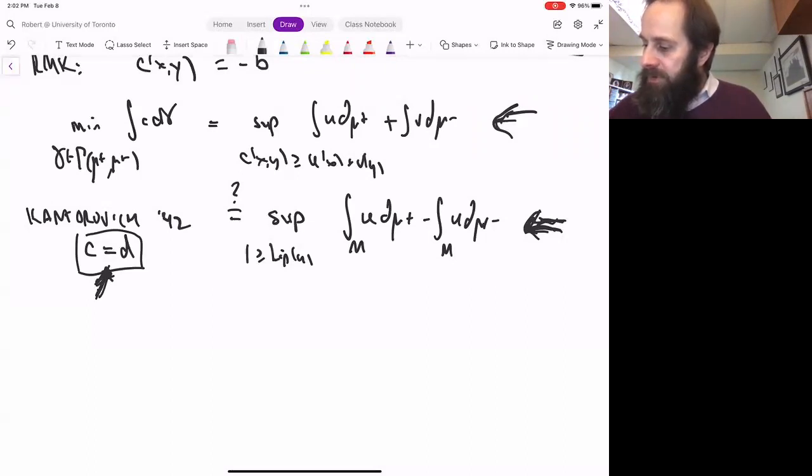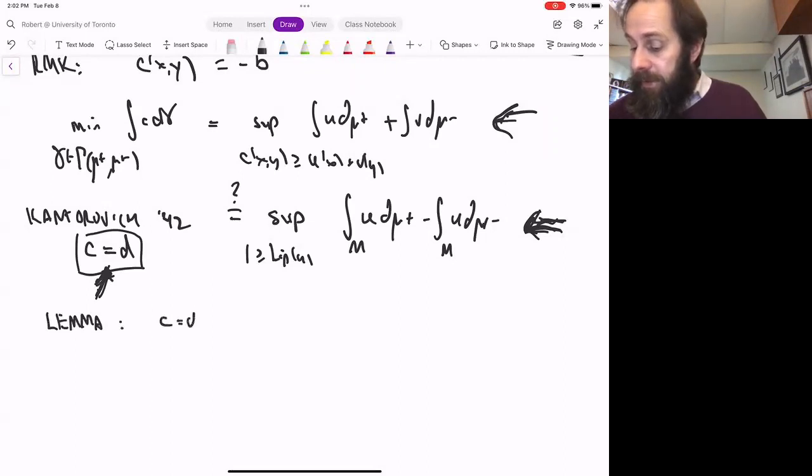So I want to show this simplification, and the basic lemma is that when c is d, then u, now it's a mess of signs, but minus u is its own c-transform under minus c.